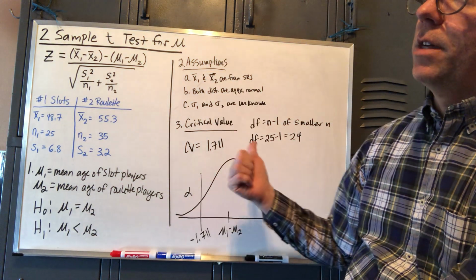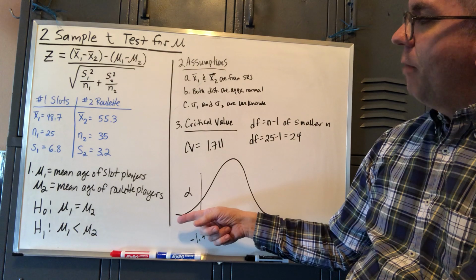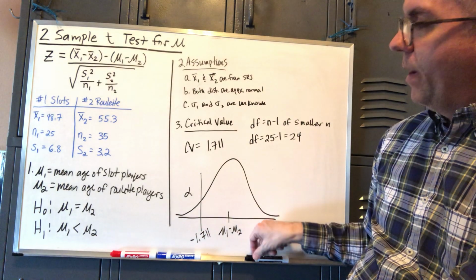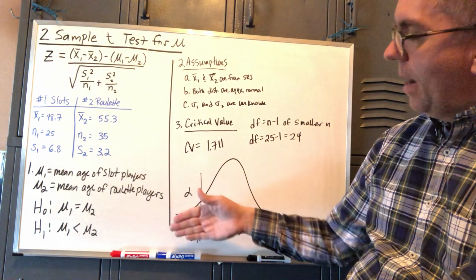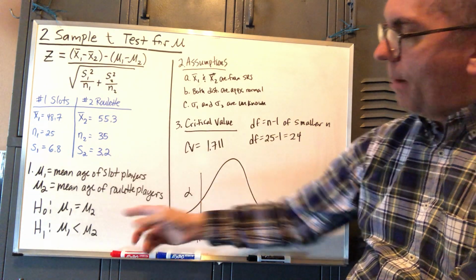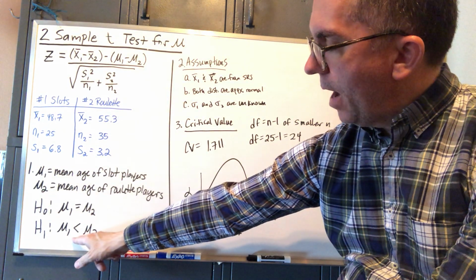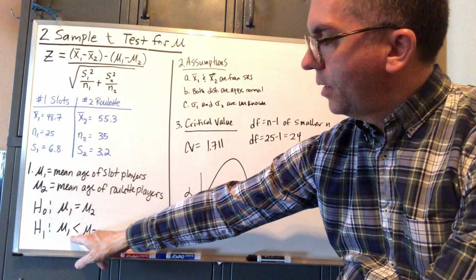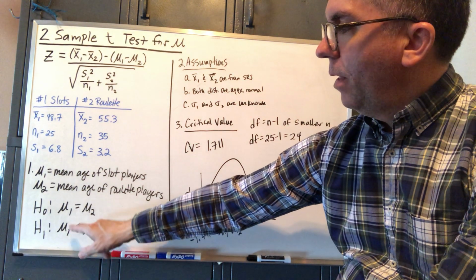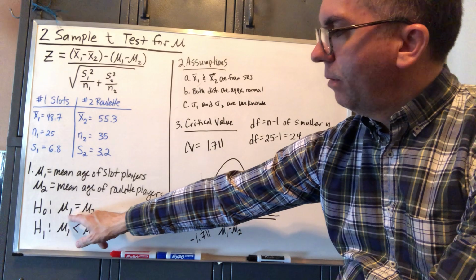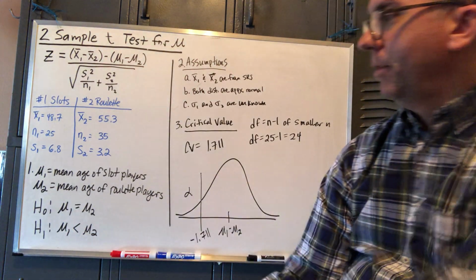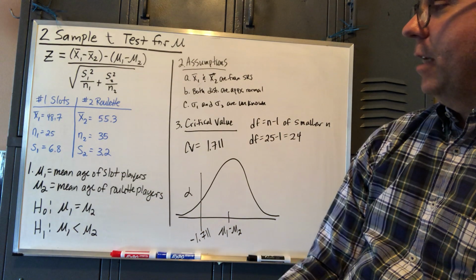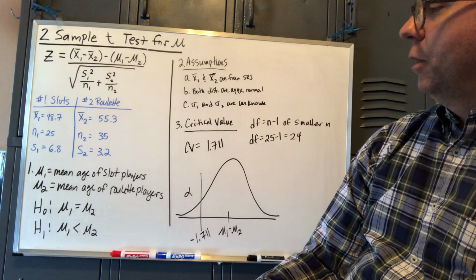Less than on our sketch means left side, which means our critical value, when we get to it, will have to be negative because it's on the left side. Put your alpha on the left side because it's a less than value. Slots are less than roulette. So the opposite is that they're equal. Slots are equal to roulette. We're trying to disprove that and say it's less. So mu1 is the mean age of slot players. Mu2 is the mean age of roulette players.